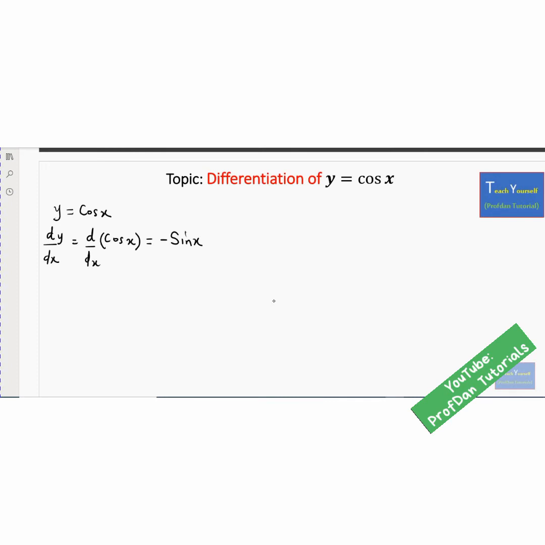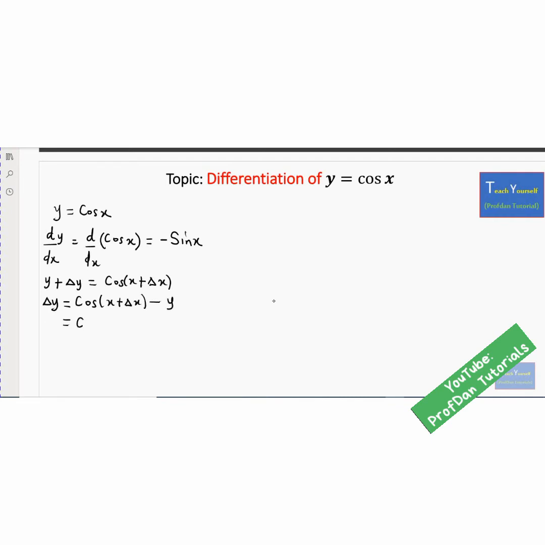So how do we arrive at this? We are going to use the method of first principle. Remember, you add an increment to both sides using the symbol change or delta y equals cos of x plus an increment delta x. Next is to make delta y the subject of formula, and that will leave you with cos of x plus delta x minus y.